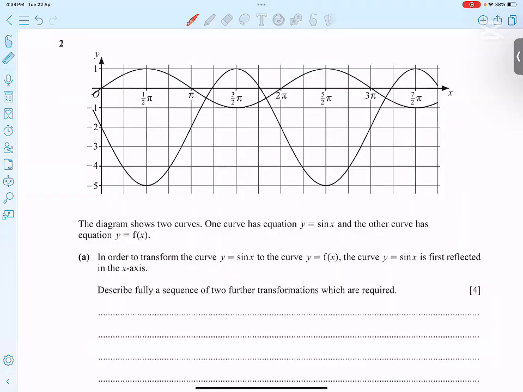Question number 2. The diagram shows 2 curves. One curve has the equation y equals sine x. So this is the original graph you can see, and the other curve has f of x. You can see this is f of x, the enlarged one, and the original graph is this red color. In order to transform y equals sine x to f of x, first reflected in the x-axis. Describe fully a sequence of two more transformations required, 4 marks.